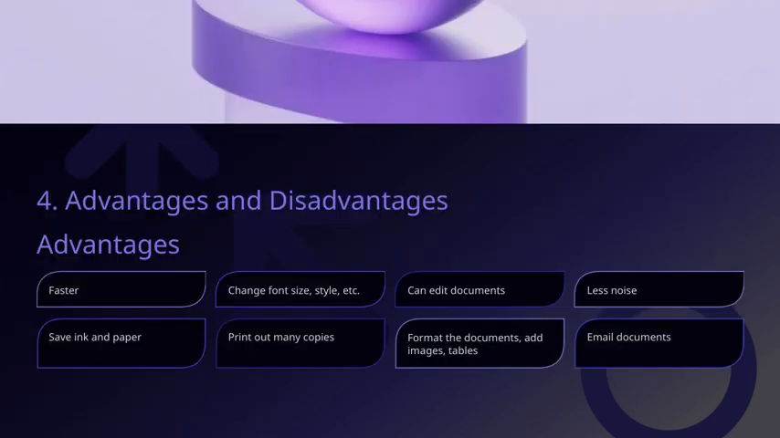Now, let's take a look at some of the key advantages of using digital documents and printing technologies. First, they're much faster, allowing us to get our work done quickly without the delays of traditional methods. They also help us save ink and paper, which is not only cost-effective, but also environmentally friendly. One great benefit is the ability to change font size, style, and other formatting options easily, giving us more flexibility in how we present our information.